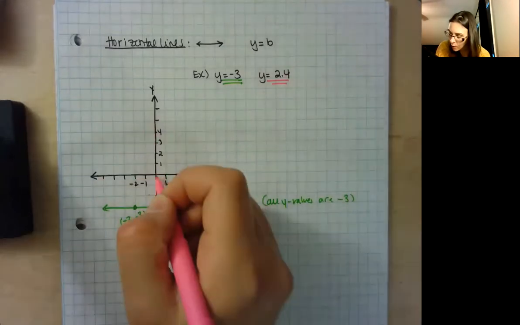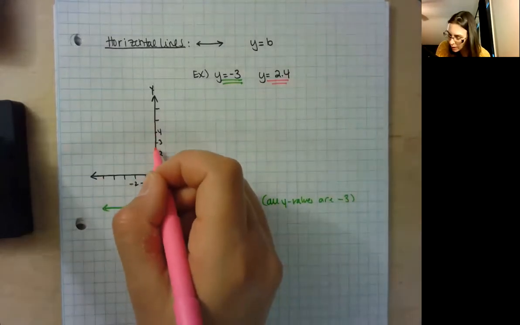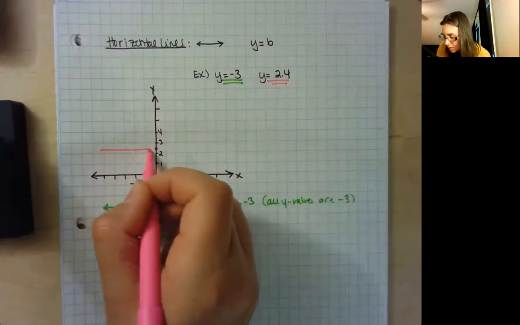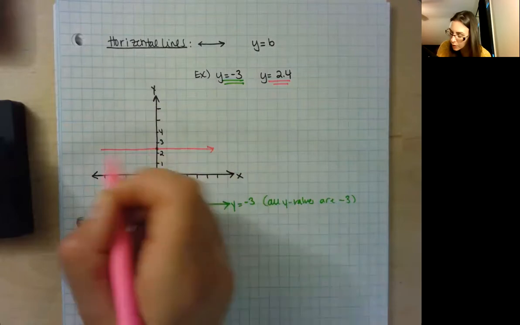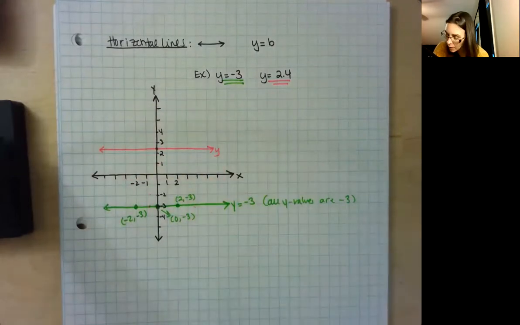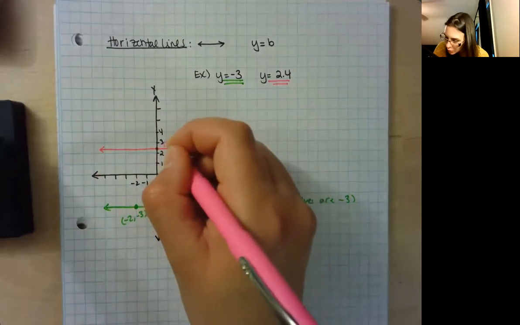So I find it on the y-axis. So it's going to be maybe not quite halfway, but almost. And then I would just draw my horizontal line right through. And really, you should take out a ruler there to draw that if you're not good at drawing straight lines. Okay. So here we have a point. That would be 0, 2.4.